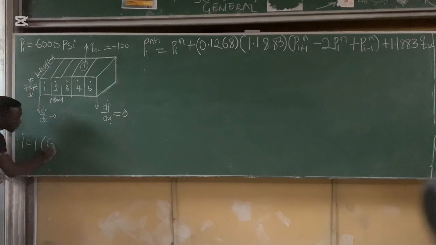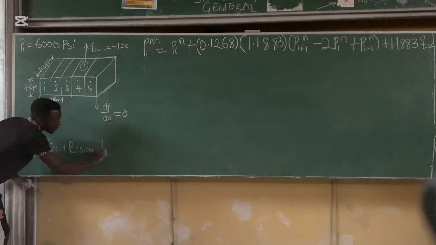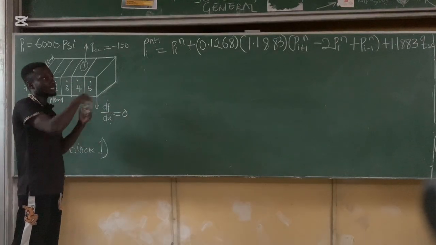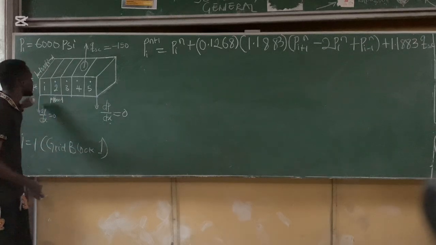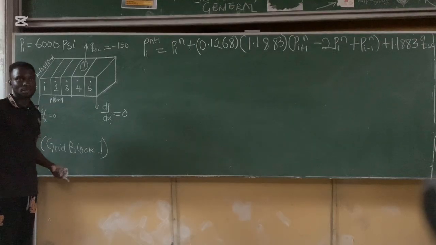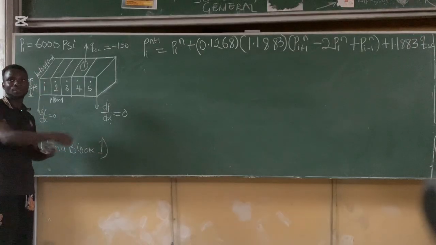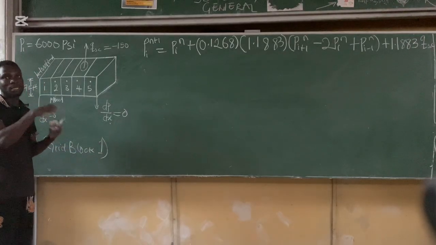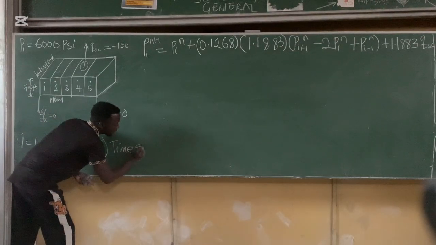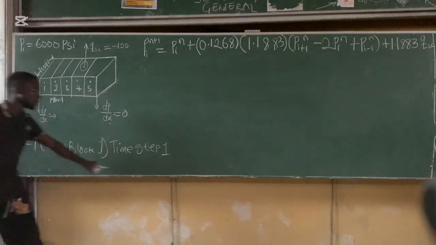So this becomes grid block 1. Remember that I said that since we are using delta t equal to 10 days, we are going to perform this simulation for about 36 days approximately. So this is the first time of doing it for delta t equal to 10 days. Since it's the first time, we call it time step 1.